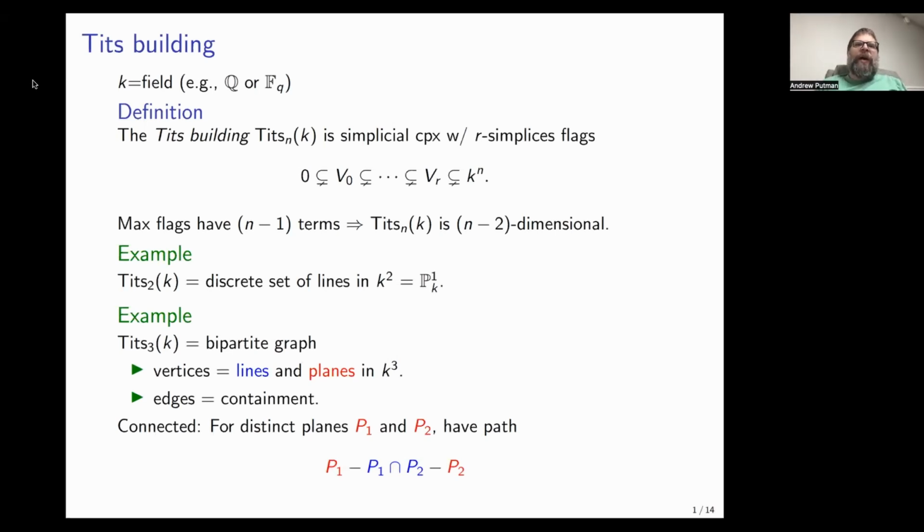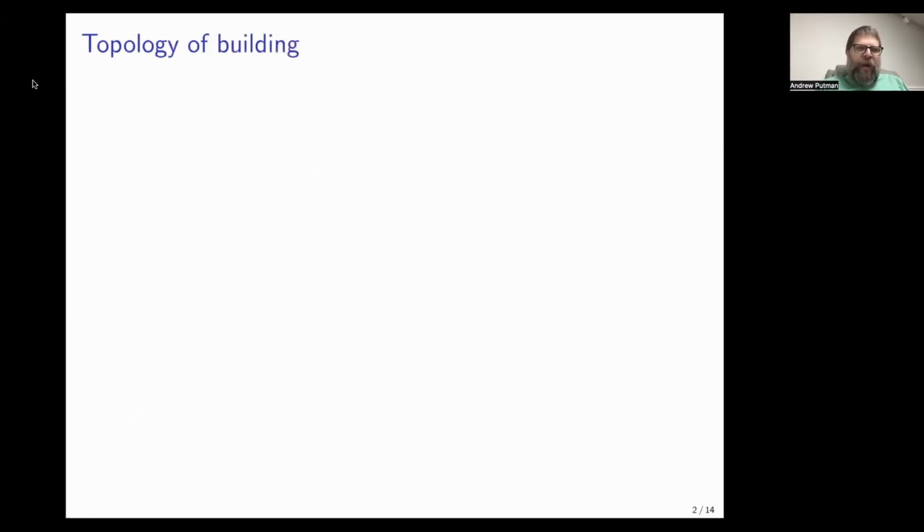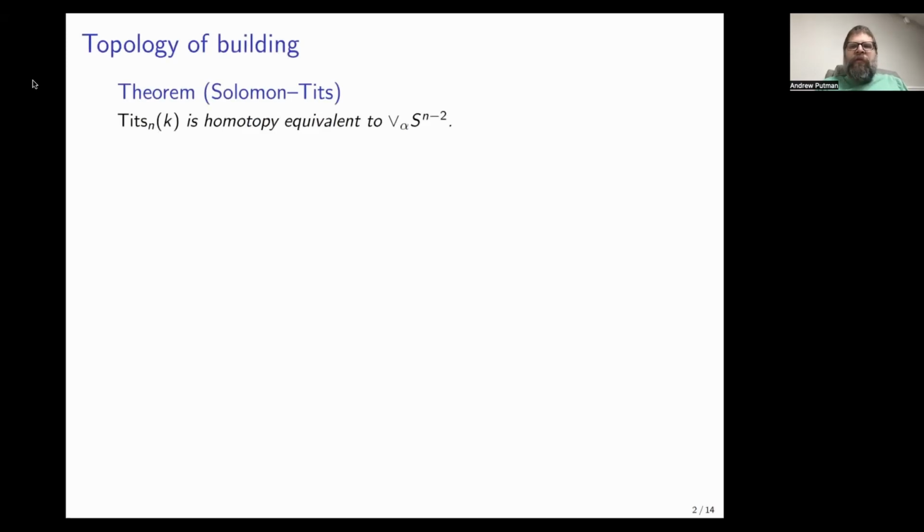So what can I say about the topology of this building? There's a remarkable theorem of Solomon-Tits that says that Tits n of K is homotopy equivalent to a wedge of n-2 dimensional spheres. Remember from the previous slide, the dimension of the Tits building is n-2. So therefore this says it's a wedge of spheres of the top dimension that could be inside there. Let's think about some special cases. Tits 2 is a discrete set. Remember, it's just the discrete set of lines inside K squared.